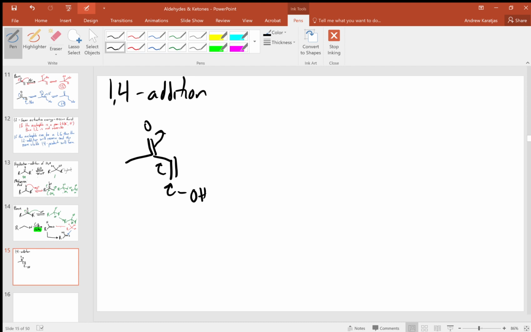But we can see here hydroxide attacks the alkene, pi electrons shift up, and the carbonyl electrons shift onto the oxygen. And then we pick up a proton to get to the product.